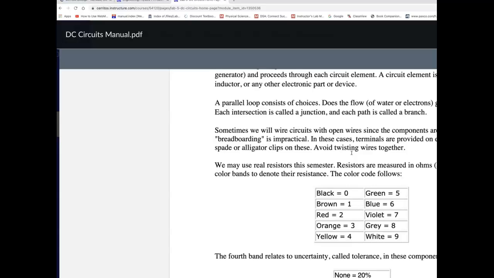Black is going to be 0. Brown is going to be 1. Red is going to be 2. And you can go to the other values. Now, there is a fourth band here, and this is going to tell us the tolerance of the resistor, what is really the uncertainty in the value of the resistor. We might have a silver band, then it's going to say 10%. Gold is going to be 5%. If we don't have that fourth band, then it's 20%.